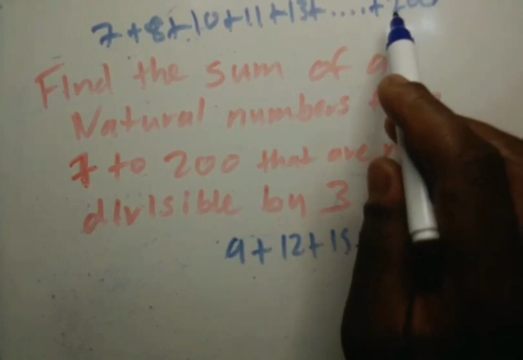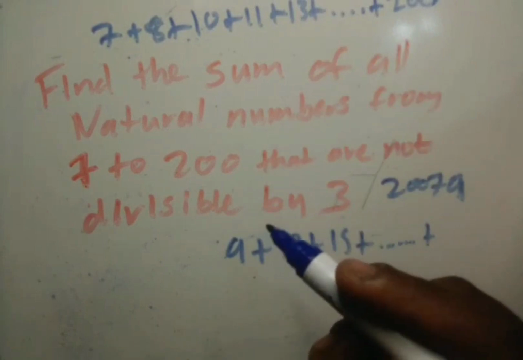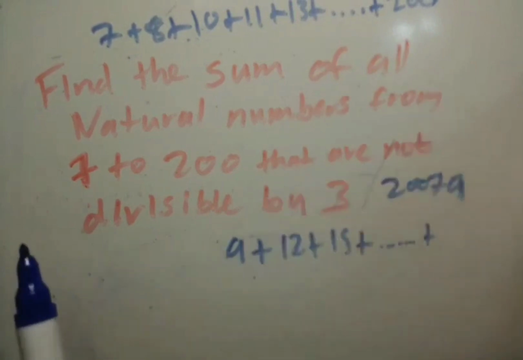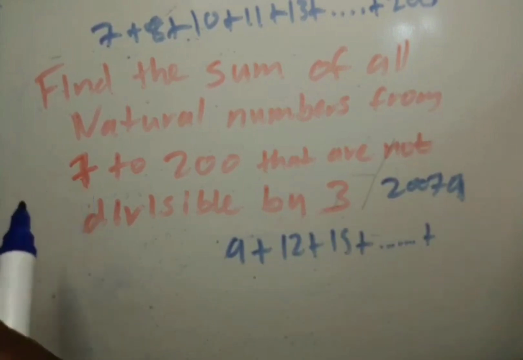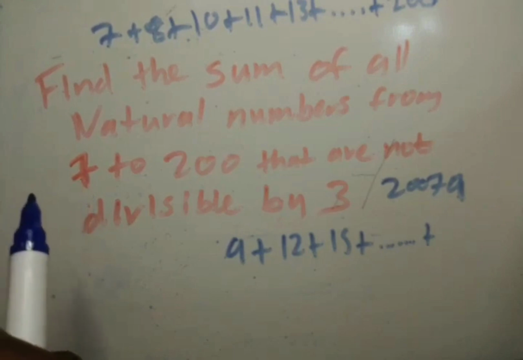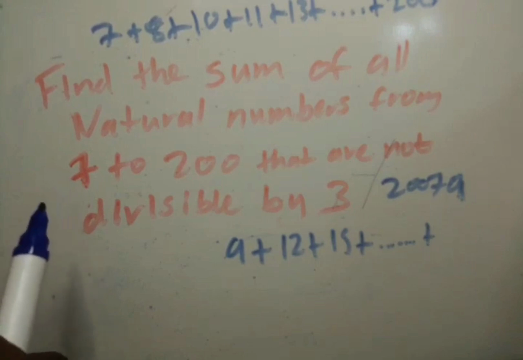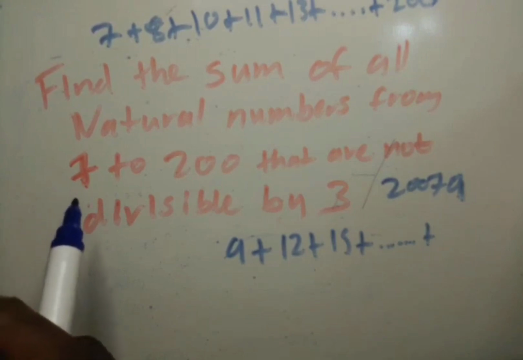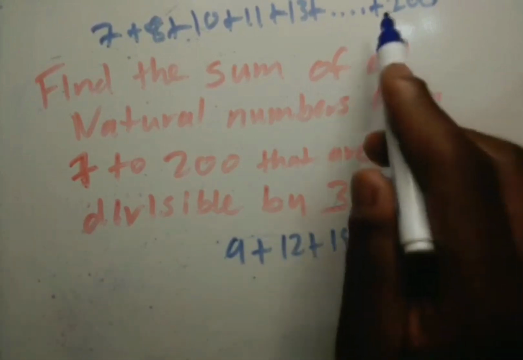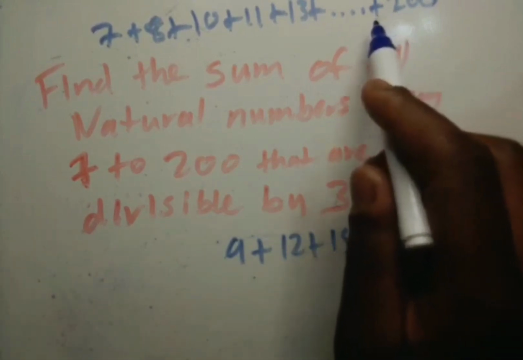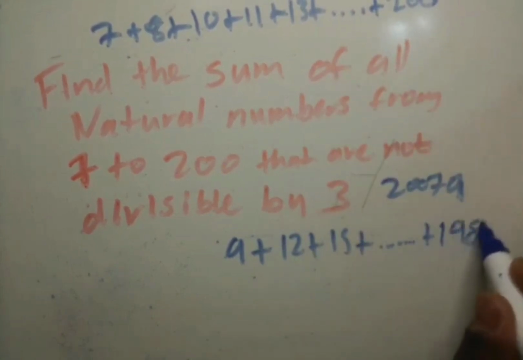So what is the last multiple of 3 before 200? Well, if you cannot figure it out by guessing, you can just start by saying 200 divided by 3, then you will realize it's not divisible by 3. Then if you say 199 divided by 3, it's also not divisible by 3. Then if you say 198 divided by 3, you'll get 66. So it means that 198 is the highest number that is divisible by 3 just before 200. So the last term of the sequence will be 198, right?